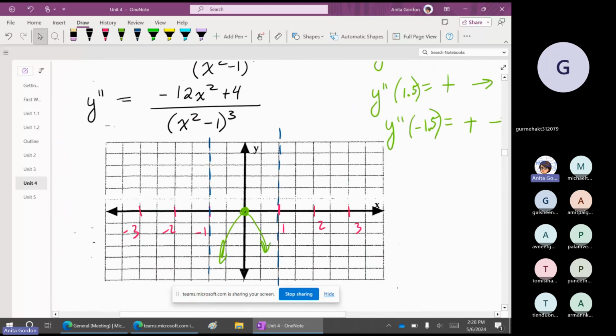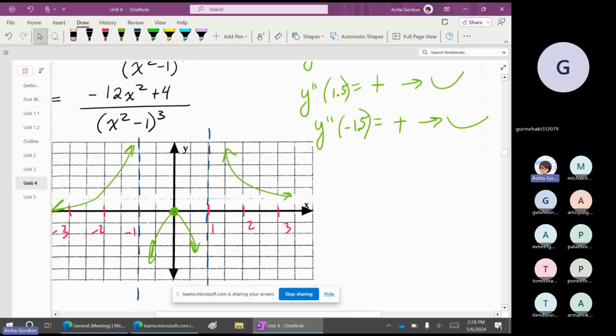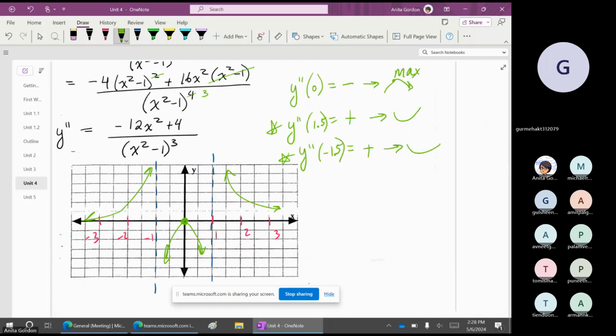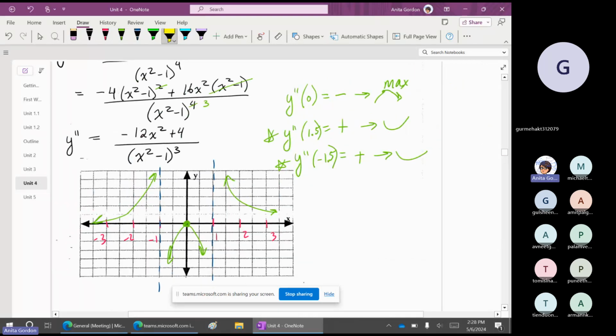So somewhere on the left side is a graph that looks like this. And somewhere on the right side is a graph that looks like this. It has to be a positive value because of the function. And it has to be concave up because of the double derivative. The only point we know is 0, 0, and the asymptotes. Everything else is a guess.